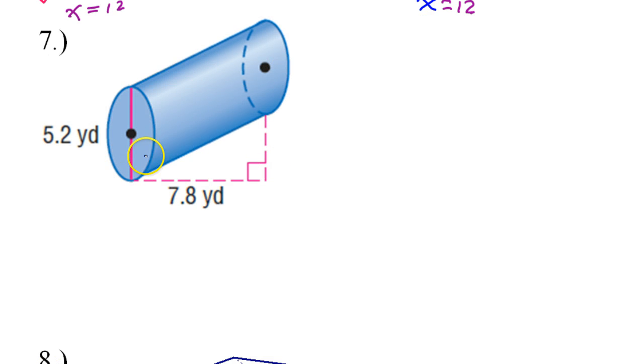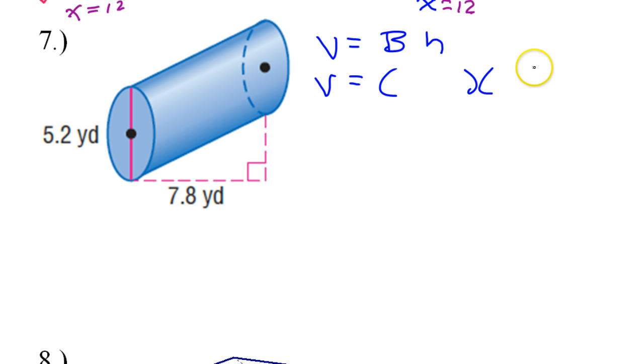For problem number 7, we are supposed to calculate the volume of this cylinder. The volume of a cylinder is area of the base times the height. So we're supposed to calculate the area of the base and multiply that by the height. The height of a cylinder is the distance between the two bases, and we're told that is 7.8. Even though it's sort of sideways, it still counts. So the height is 7.8.